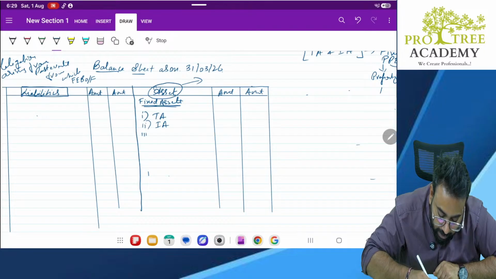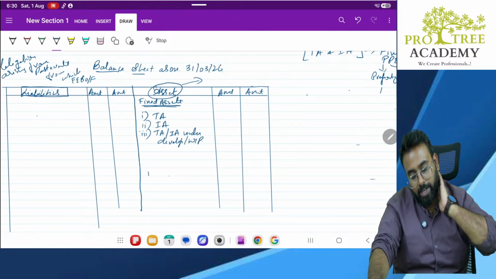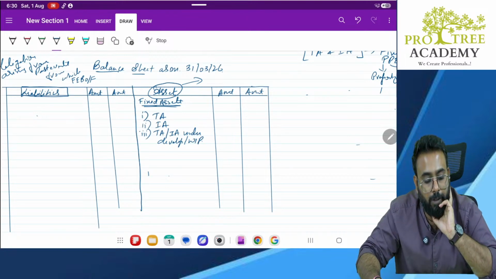Then, sir, tangible or intangible asset under development. Under development, or you can even say WIP. Sir, what do you mean by under development or WIP, sir?